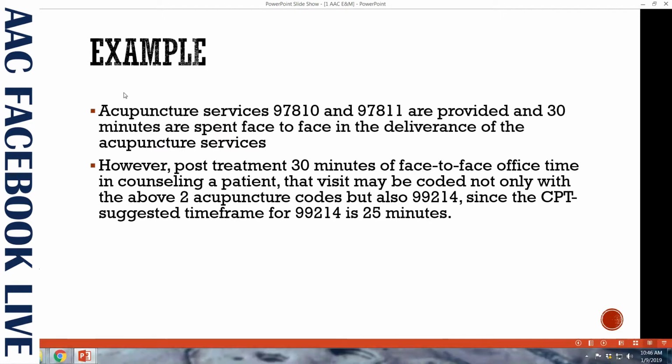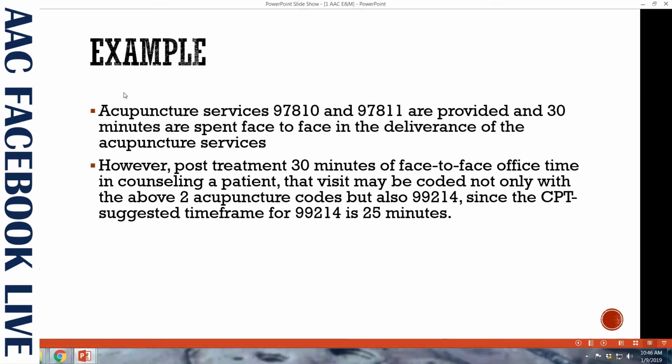The CPT code 99214 evaluation and management says a suggested time frame of 25 minutes. Therefore, this would be the appropriate code to code for 30 minutes of counseling. Do note it has to be 50% of the visit and above and beyond.